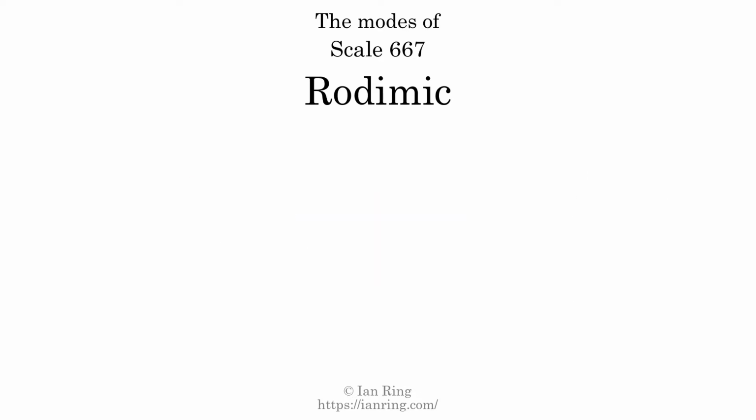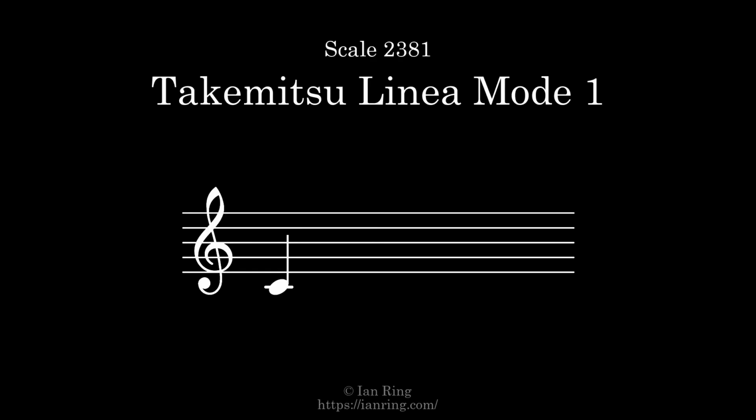This scale has 6 modes. The first mode is itself. The second mode is scale 2381, also known as Takemitsu linear mode 1. It sounds like this.